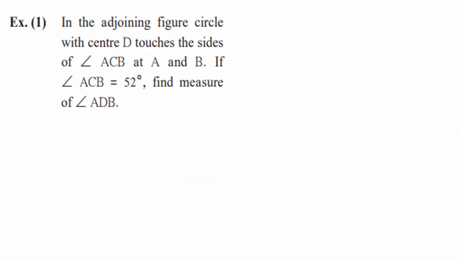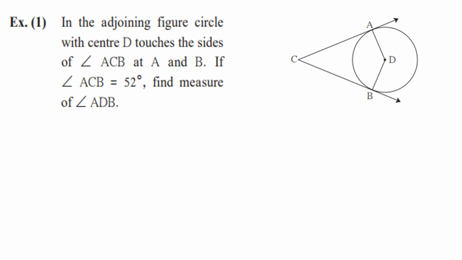Now let us start with the first solved example. In the adjoining figure, the circle with center D touches the sides of angle ACB at point A and point B. If angle ACB equals 52 degrees, find the measure of angle ADB. Observe the diagram. You can say directly that angle CAD and angle CBD are 90 degrees each because of the tangent theorem. What we have to find out is the measure of angle ADB.